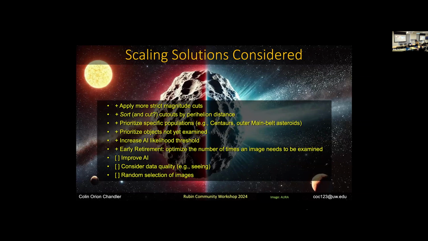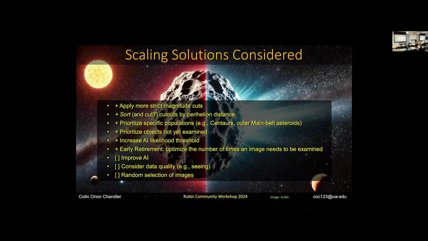We can sort things to get things that are closer to perihelion distance, so more likely to be active. We prioritize some populations like centaurs and asteroids so that we get more discoveries at different phases. We prioritize objects that have not yet been examined by anyone. Why look at the same object over and over if you have ones that have never been seen?